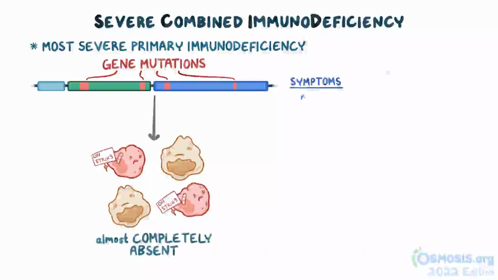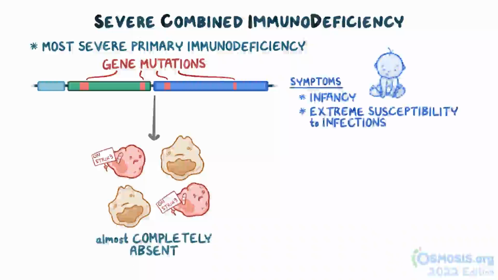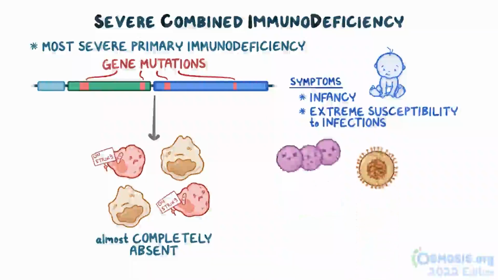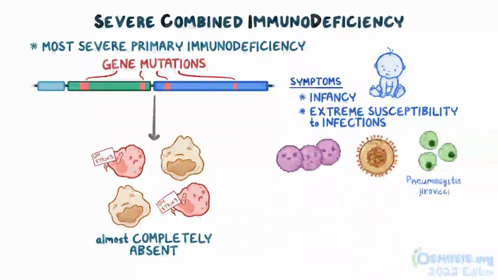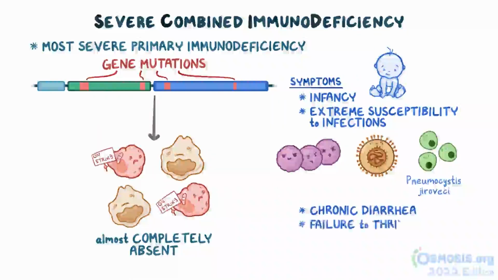It usually presents in infancy as an extreme susceptibility to all kinds of infections, meaning bacterial, viral, and fungal infections, including opportunistic organisms like Pneumocystis jirovecii. There's often chronic diarrhea, as well as a failure to thrive.